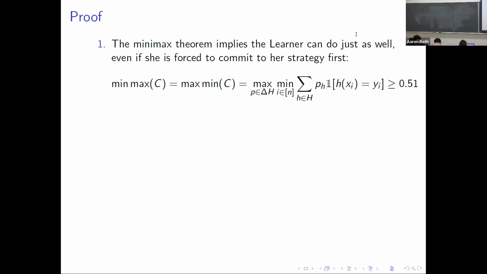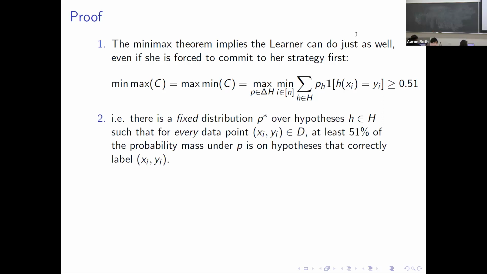So if both players play optimally, the learner has a distribution such that for every data point, for at least 51% of the hypotheses under the learner's distribution, that hypothesis gets the answer correct. Just saying that again, there is a fixed distribution. Let's call it P star. It is the max-min strategy for the learner in this zero-sum game we've just defined that has the following properties. First of all, what kind of object is this? Well, it's a distribution over hypotheses. If our weak learner outputs decision trees, this is a distribution over decision trees.